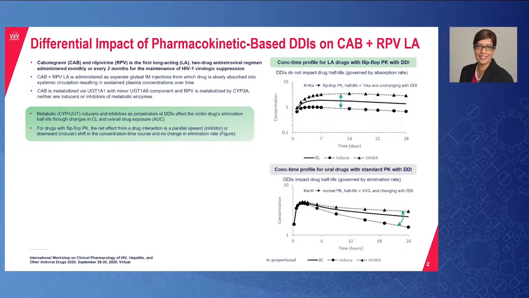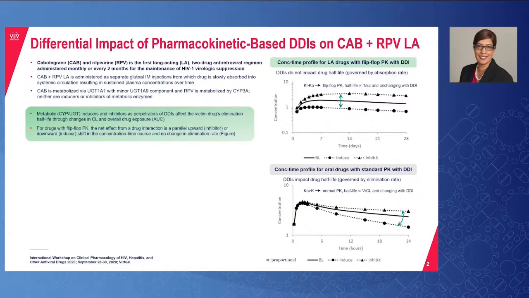In contrast, the bottom panel shows the typical situation for an oral drug with standard PK, where a metabolic inducer or inhibitor impacts the terminal phase of the PK profile, altering the gradient of the victim drug. So here you are changing the AUC and the half-life.